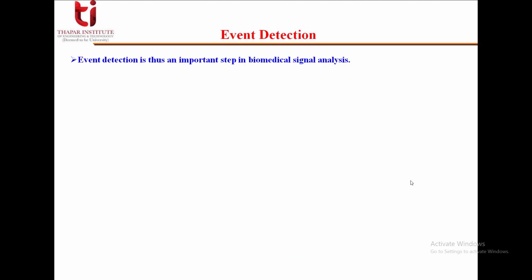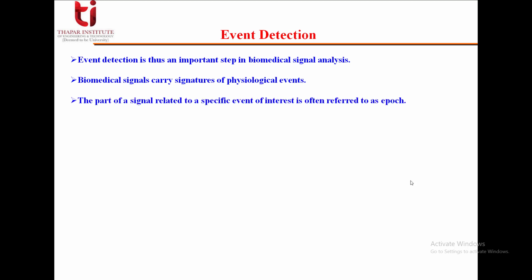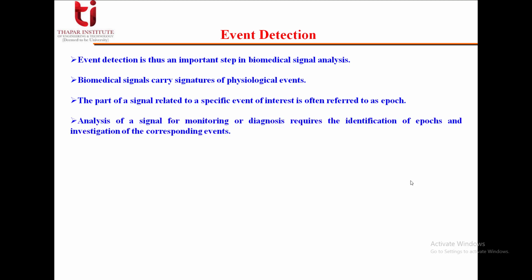So event detection is an important step in biomedical signal analysis. As we know, biomedical signals carry signatures of physiological events. The part of a signal related to a specific event of interest is often referred to as an epoch. Analysis of a signal for monitoring or diagnosis requires the identification of epochs and investigation of the corresponding events.